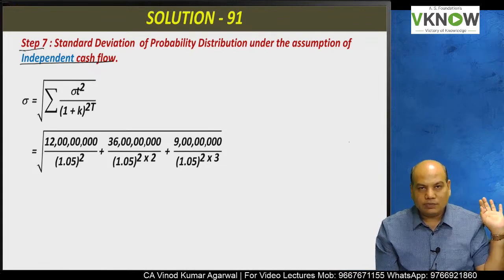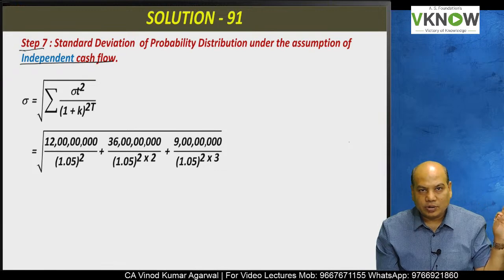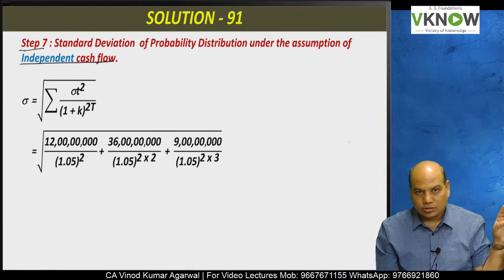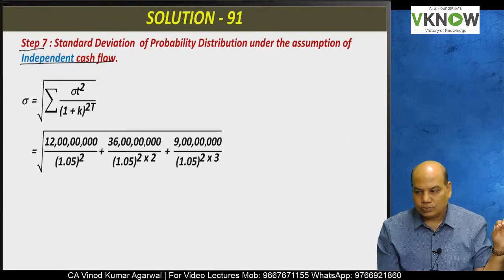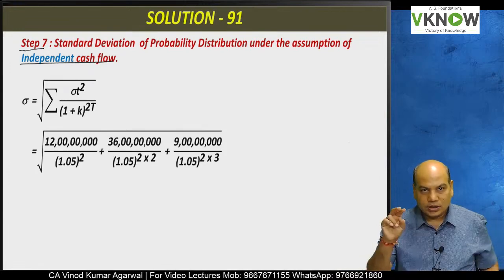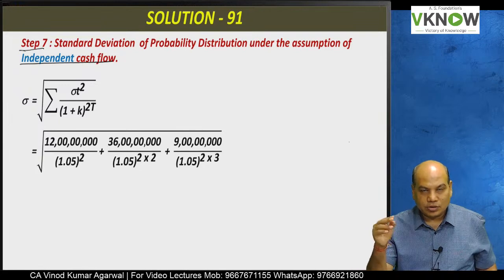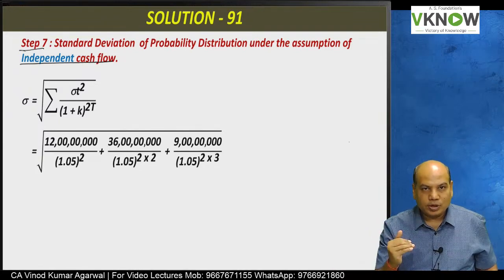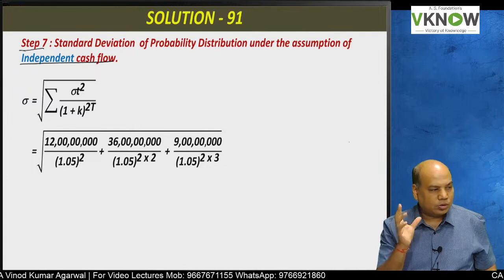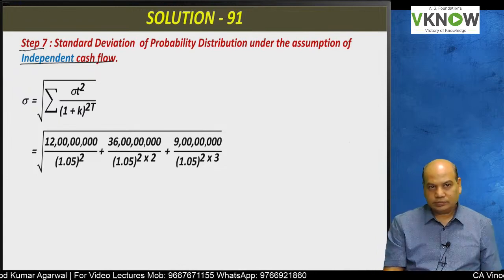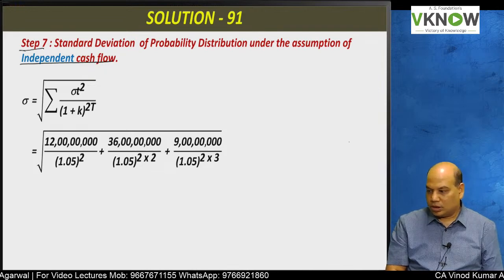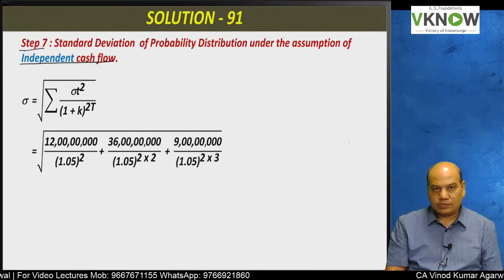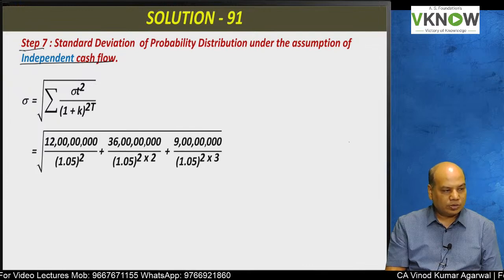In the last line you will find sigma 1 square was 12 crore. Divide by 1.05 to the power 2, plus in the second year it was 36 crore, divide by 1.05 to the power 2 into 2. In the third year it was 9 crore, divide by 1.05 to the power 2 into 3.